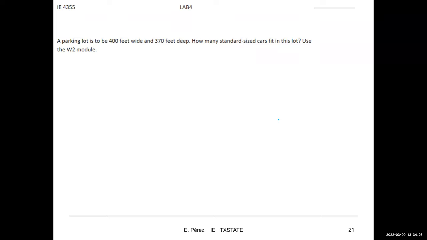You're going to use a W2 module and a 90 degree angle. And what else do you need? W2 and standard cars. So let me put that here. Standard cars, meaning 8 feet, 6 inches and 90 degrees.